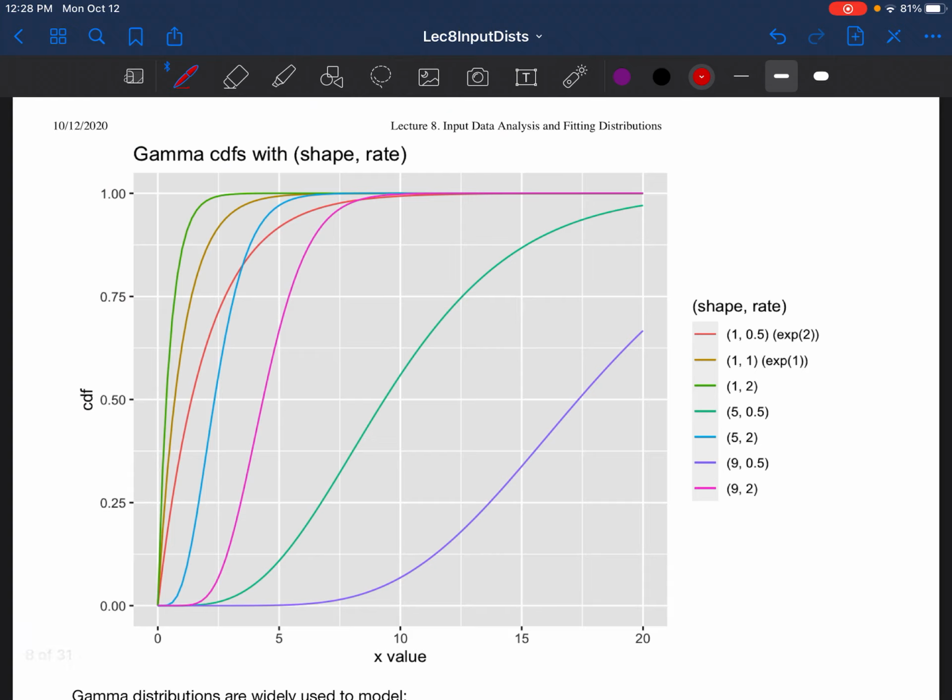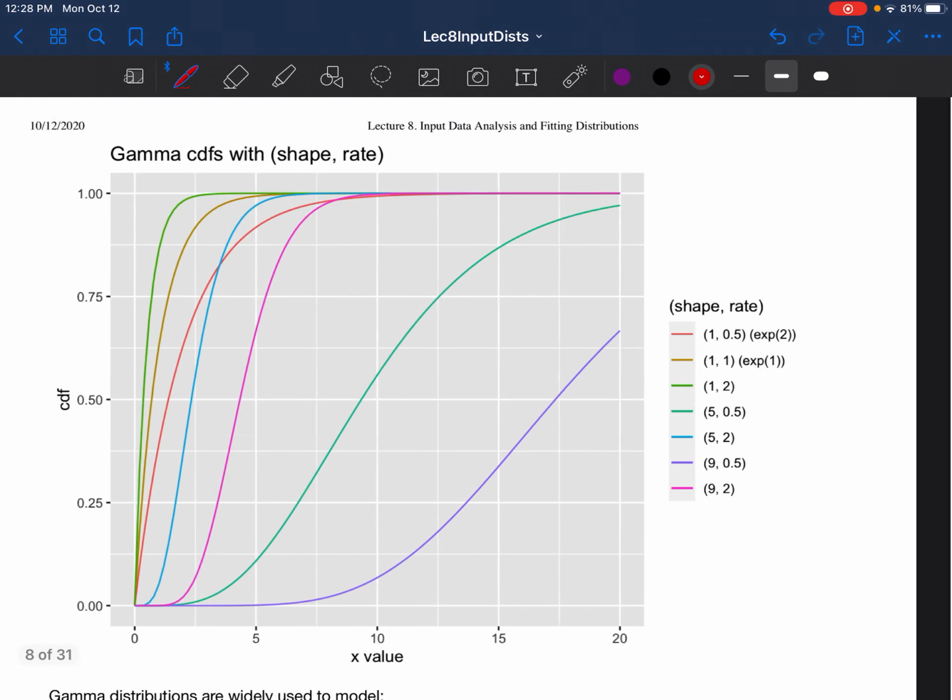Okay, here are the CDFs. Again, you can see that the exponentials look quite similar. They're going to have slight differences in where they start to get asymptotic, but the shape is going to look the same. Whereas the gammas can look in a variety of ways.